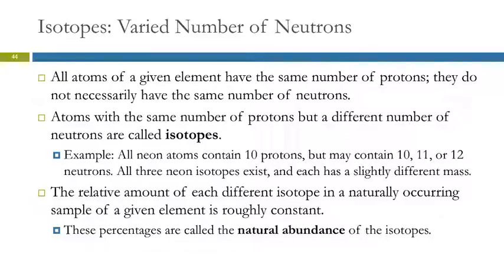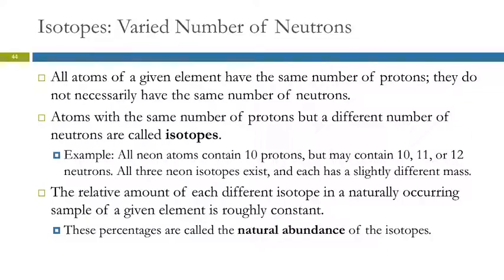That's not something that you can predict from the periodic table, and it's not something I expect you to remember, that neon is 10, 11, and 12. So each of these exists. They each have a slightly different mass, and they are not necessarily present in equal amounts. Because there's 3 of them, that does not mean that 1/3 of the neon atoms have 10 neutrons. What we call the abundance, or the actual relative amount, is the natural abundance of the isotopes. And that's something that just has to be measured experimentally.